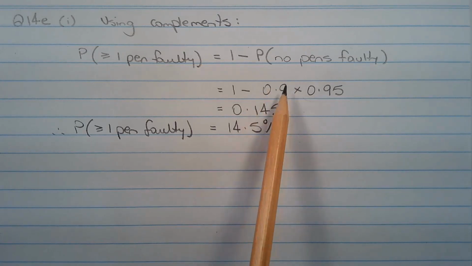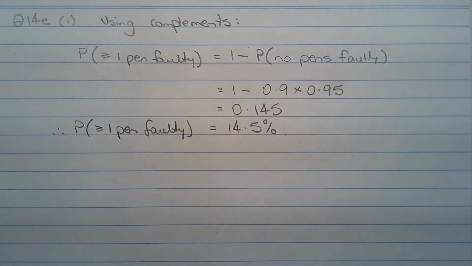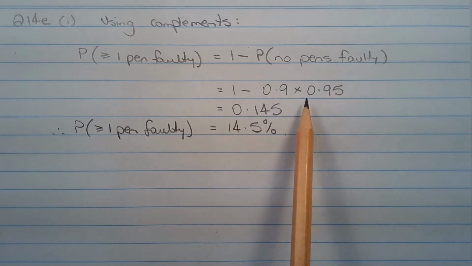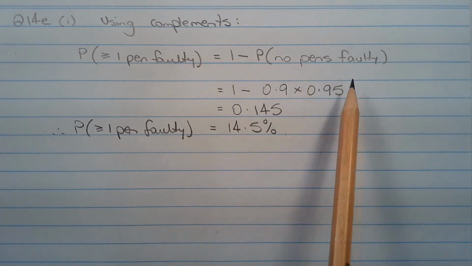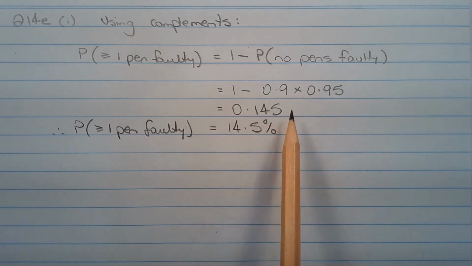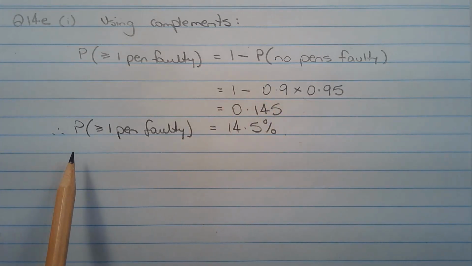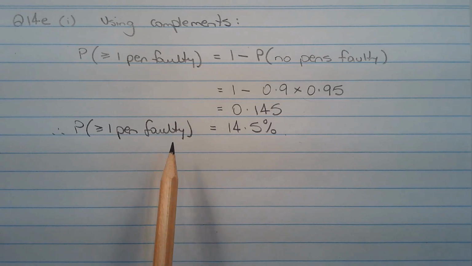So this 0.9 corresponds with the probability that a pen chosen from machine A is not faulty, and 0.95 corresponds to the probability that a pen chosen from machine B is not faulty. And that equals 0.145. And expressing this value as a percentage, we have the probability that at least one pen chosen is faulty is equal to 14.5%.